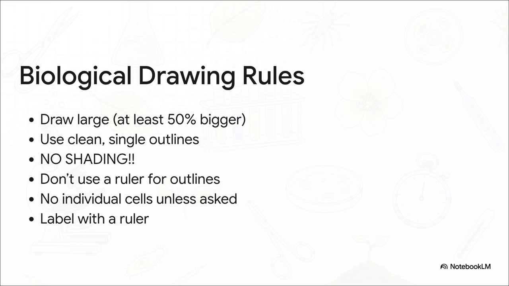You draw big and with clean lines so there's no doubt about what you're seeing. And listen, the biggest one, the one everyone gets wrong, no shading. Seriously, shading is art, not science. It hides details. And always use a ruler for your label lines. It's all about being clear and precise.